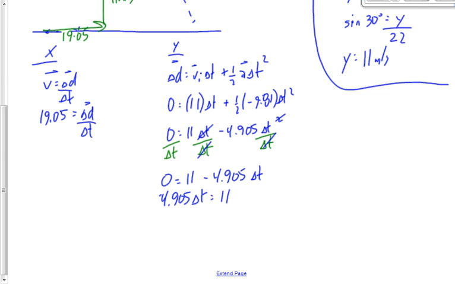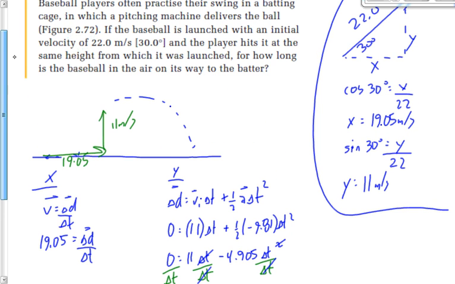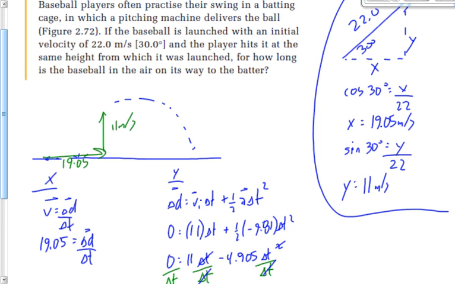Let's divide 11 by 4.905. It's going to be equal to 2.3-ish. 2.24 seconds, which we're going to turn around and plug back into here now. Actually, no, that's what we're looking for, isn't it? For how long is the baseball in the air for?